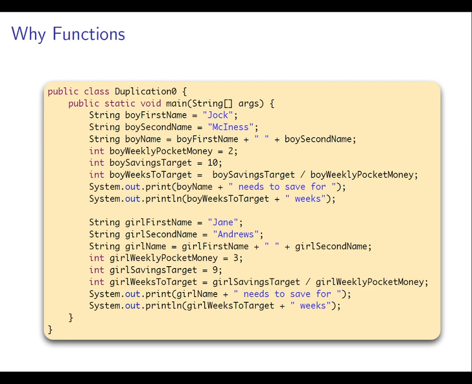You can see that the code is structured as two very similar chunks. So at the top we are describing a boy whose first name is Jock and whose second name is McInnes, and we are calculating the string boy name, which is done by putting together the first name and the second name, and he has some weekly pocket money and a savings target, and we can calculate how many weeks he has to save by dividing the target by the weekly pocket money, and then we can print out the result. And then in the second chunk of code we do very, very similar stuff for a different child, using some slightly different numbers.